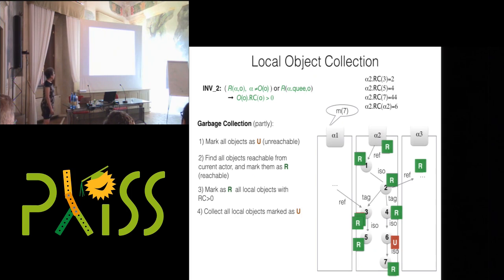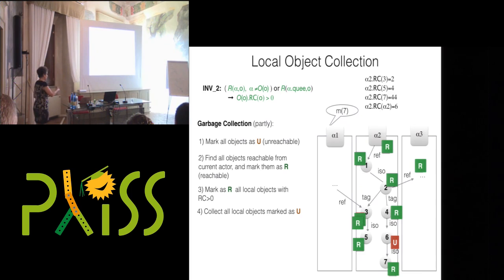So now all the local objects that are marked with U can be collected. And they can be collected because of this invariant. The objects that are marked with U, if they are local, we know that they don't have a reference count greater than 0, and we know that the current actor has got no path.